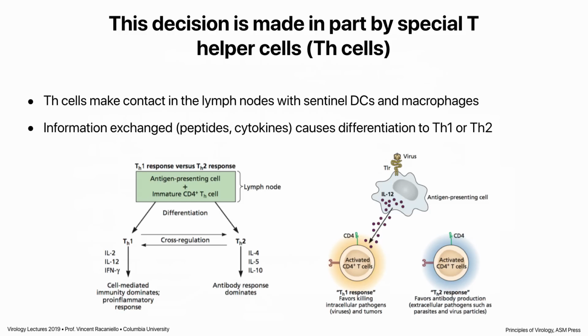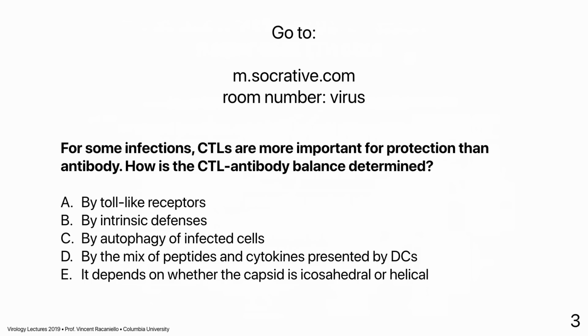And it can go the other way as well. If the virus needs to be cleared by antibodies, cytokines will be produced that favor a Th2 response. So the whole thing is determined in the lymph node, whether you're going to make antibodies or cytotoxic T cells. And most of the time, of course, it's not black and white. There's a mixture of both. But these cytokines that are initially produced are determinants of that decision.